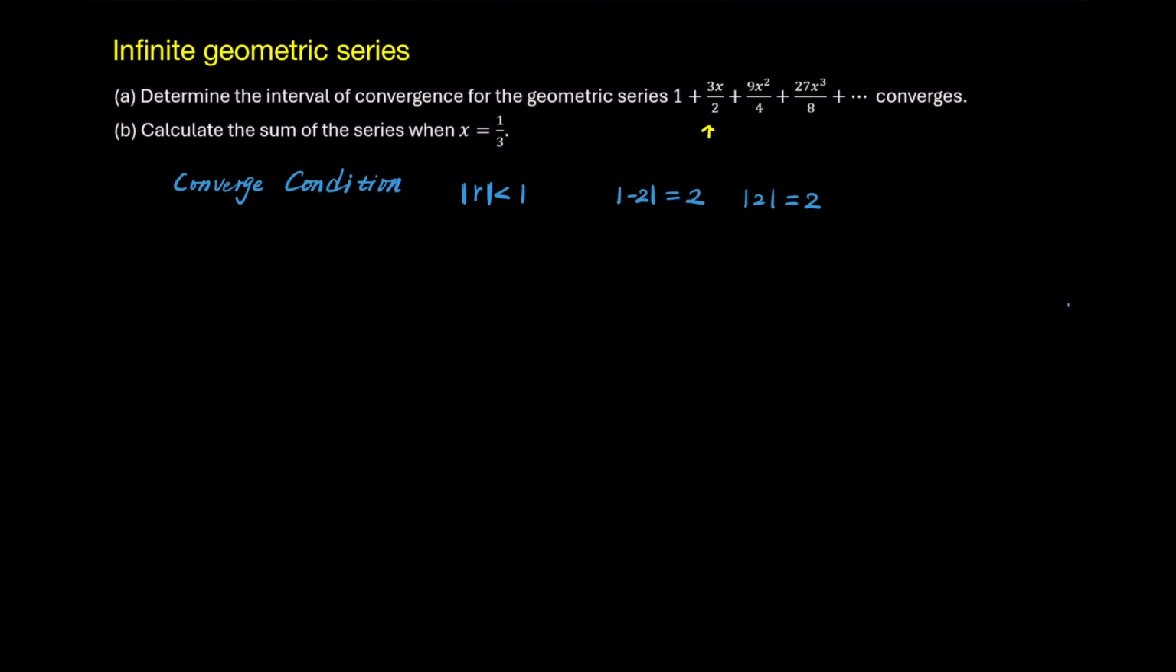So how does this converge condition have anything to do with finding the range of x? Well, the common ratio r actually contains the variable x. Then if we substitute the value of r into this inequality, we establish an inequality that contains x. Then we can solve for x, which gives us a range. So the first step is to find out the common ratio.